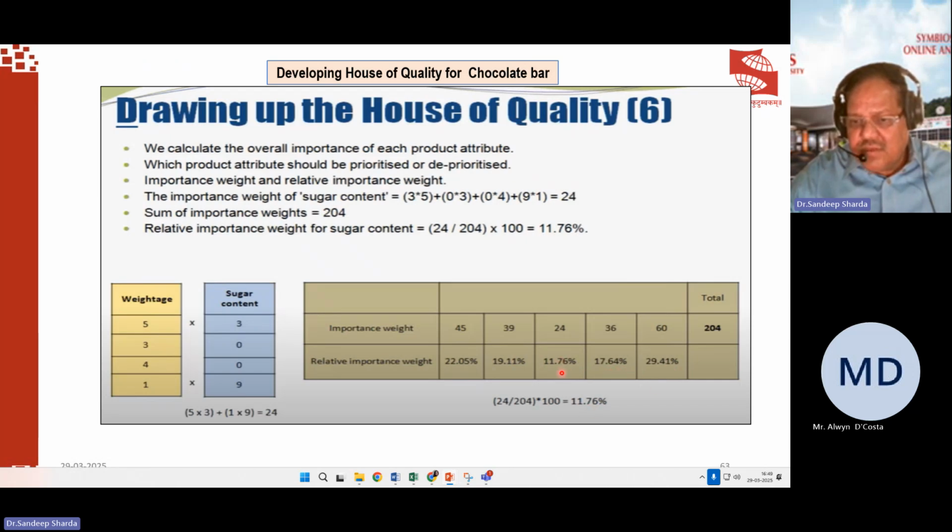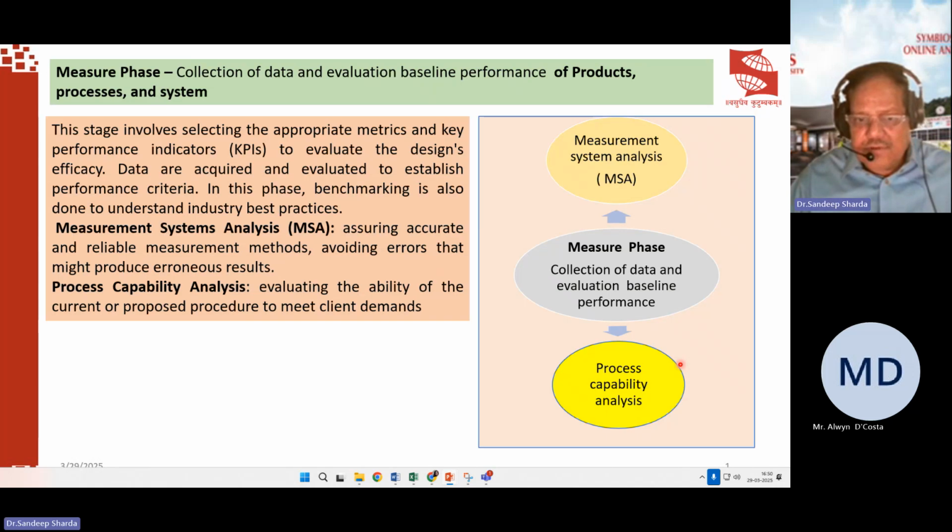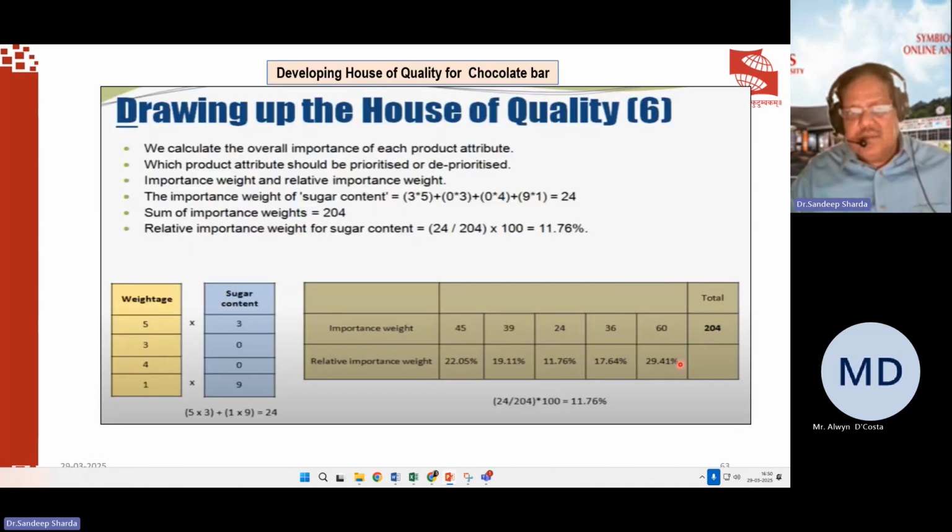So whatever is the minimum percentage, we are going to consider first, because that is a very relative importance weight as far as our product is concerned. But for whatever has the highest percentage, we have to improve upon the relative importance weight. So this is the first aspect as far as the define phase is concerned for the Design for Six Sigma.